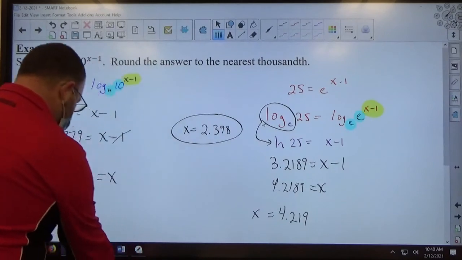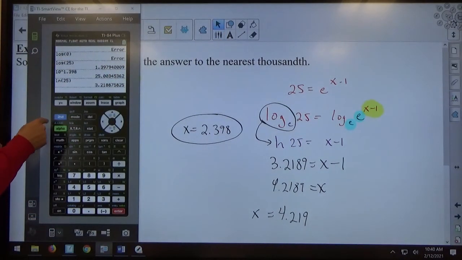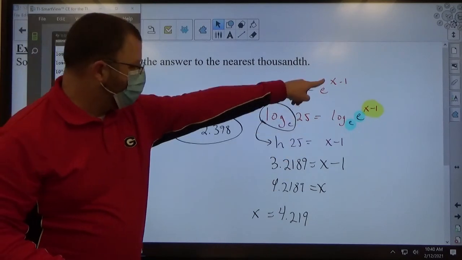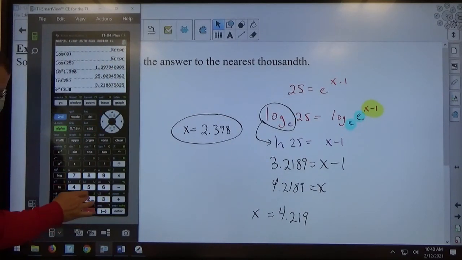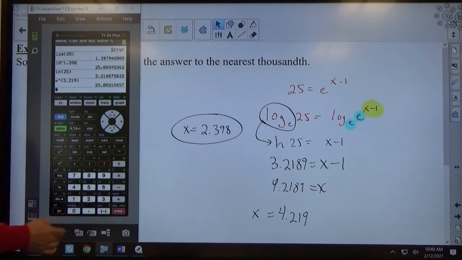And notice if I grab my calculator now and I raise e to that power, so second e to the, it's this minus 1, so it'd be 3.219. Again, we rounded, it won't be exactly 25, it should be pretty close.